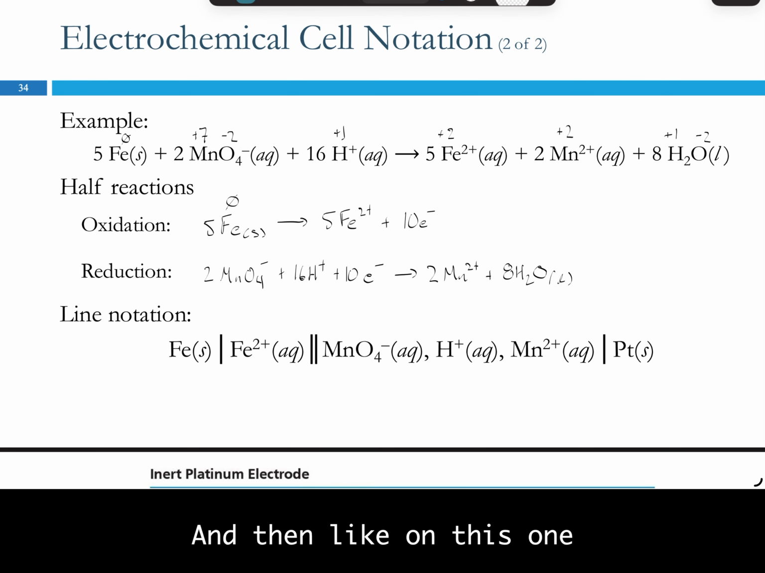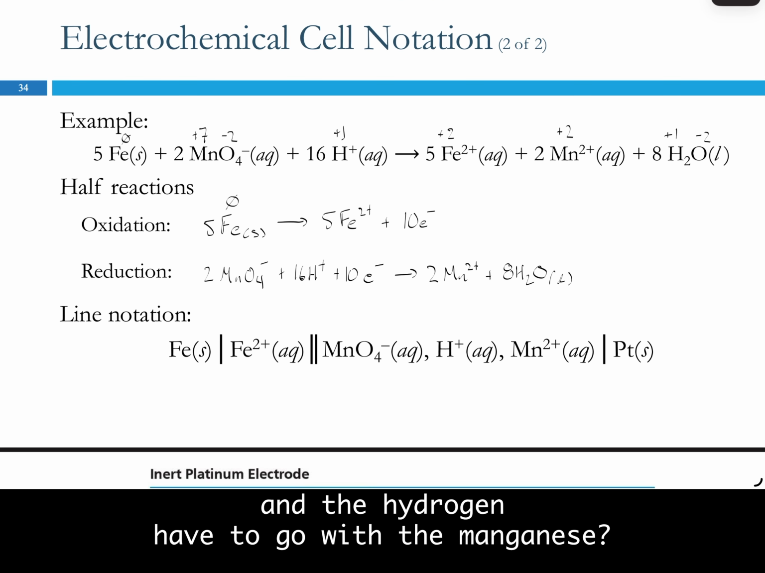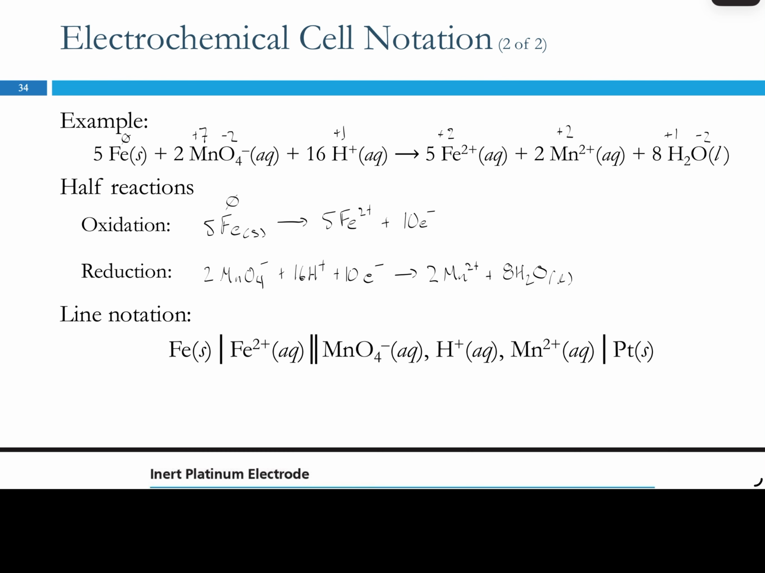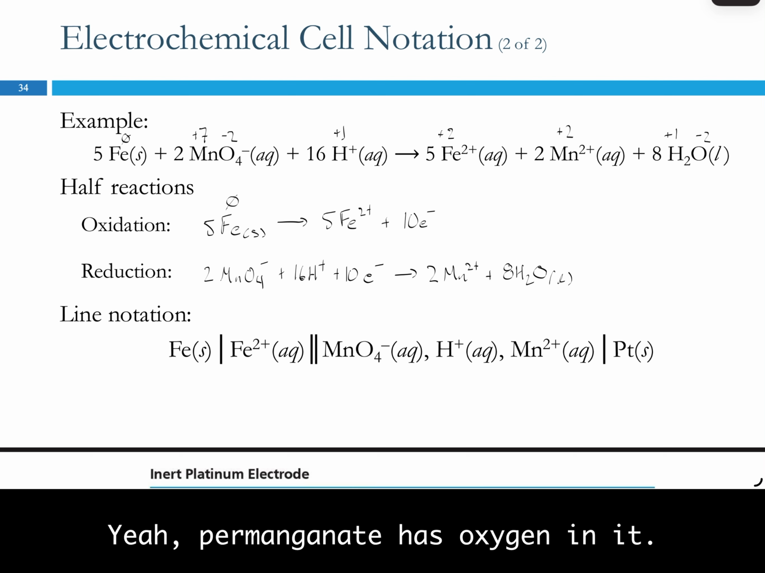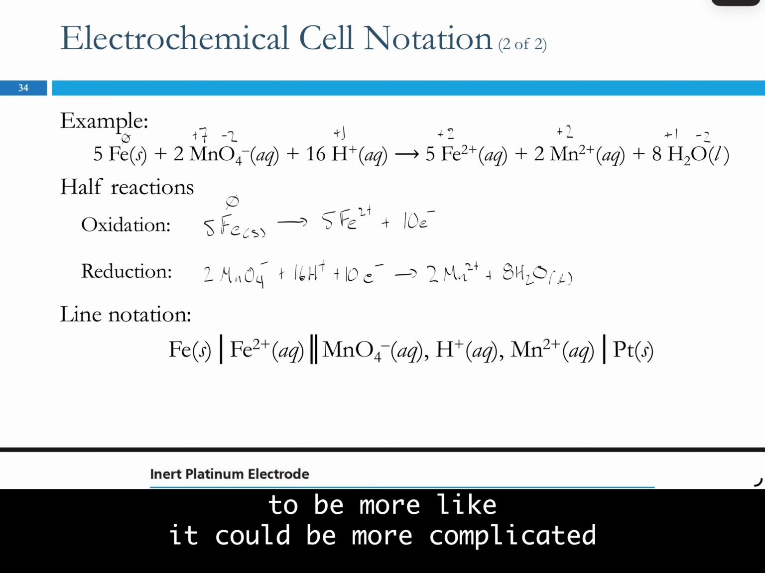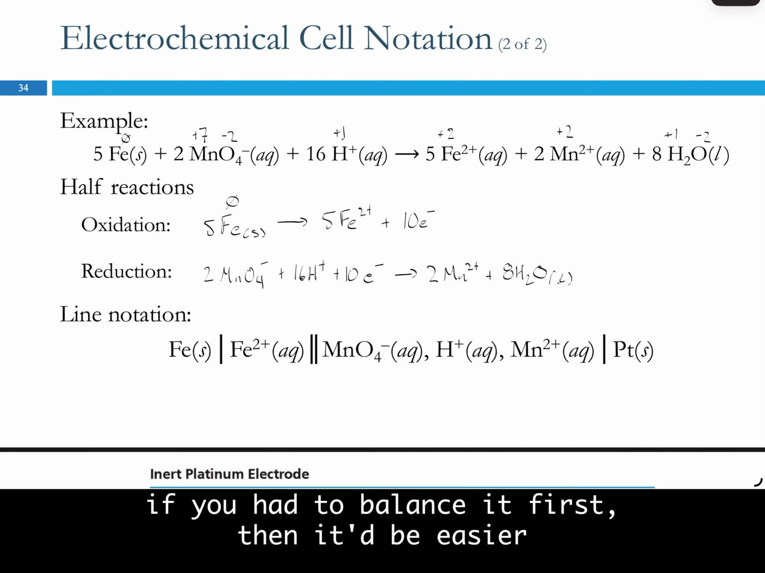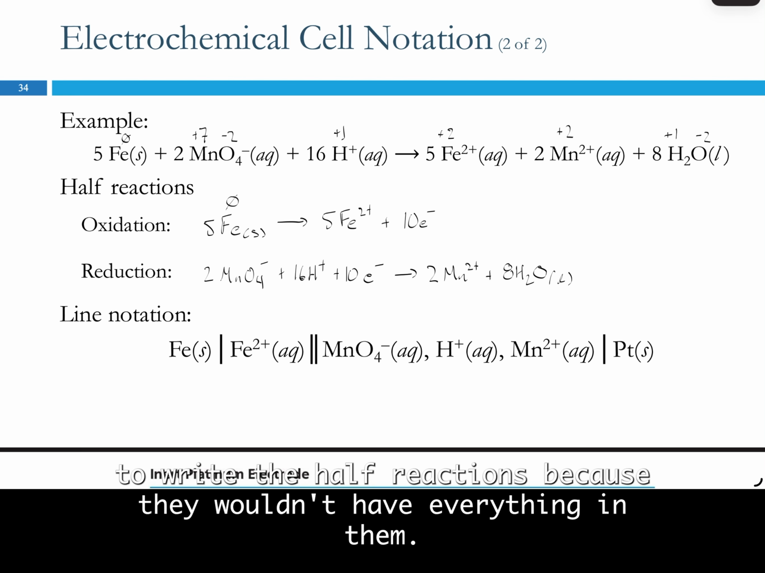And then on this one, how did I know that the water and the hydrogen have to go with the manganese? Permanganate has oxygen in it, so it means that the waters have to be part of that reaction. It could be more complicated. Honestly, it would be easier, if you had to balance it first, to write the half reactions because they wouldn't have everything in them.